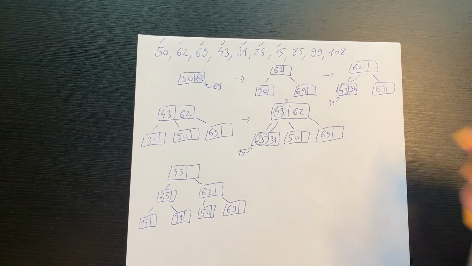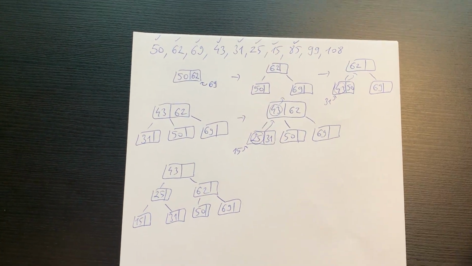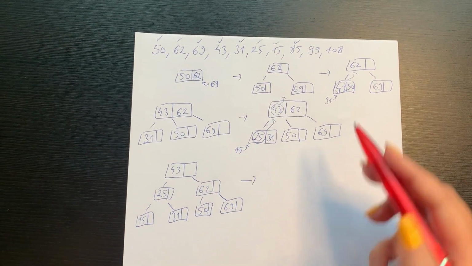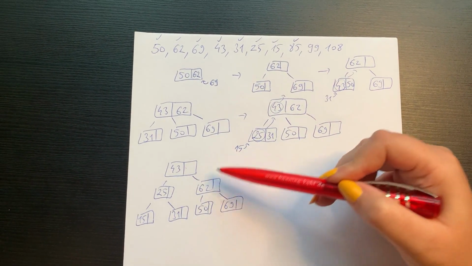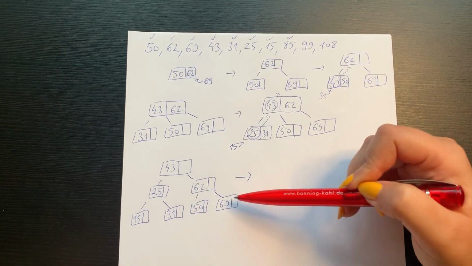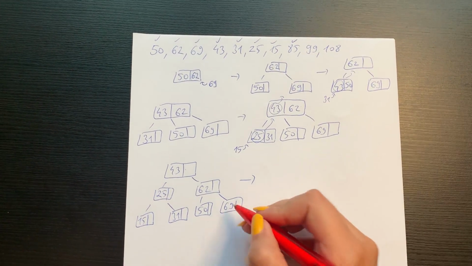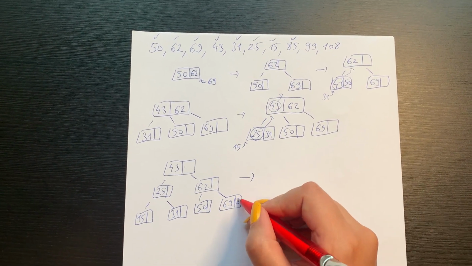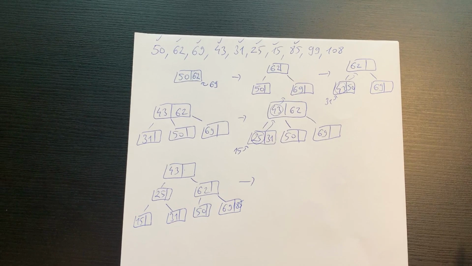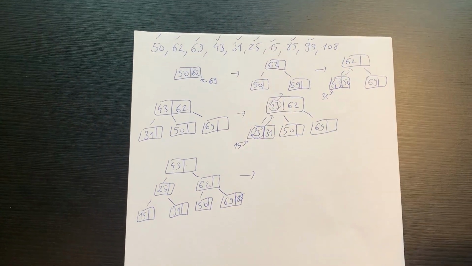Now we need to insert 85. Well, 85 is bigger than 43. It's also bigger than 62. And it's also bigger than 69. So let's insert it right here. So 85 is gonna go down there. Now we need to insert 99.